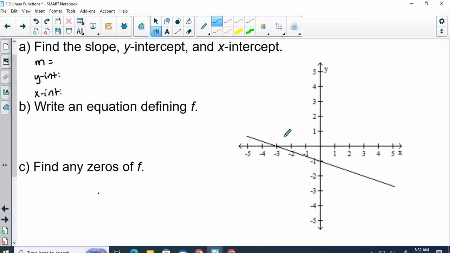Rise over run. You basically need to pick 2 points that you can tell exactly where they are. So I could say from here I go up 1 and backwards 3, so my slope is negative 1/3. It's negative because my line's decreasing. Y-intercept is, what if I said I wanted an ordered pair? Okay, x-intercept is?